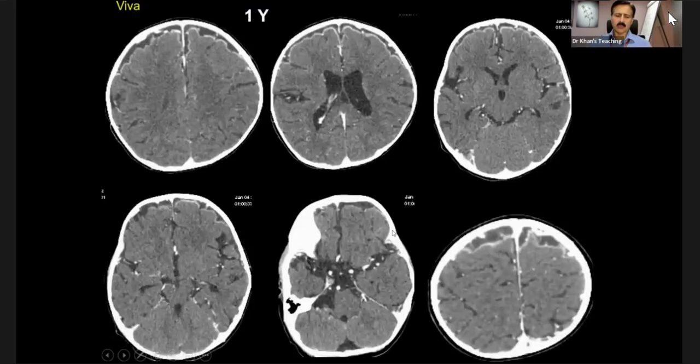Can you see a CT scan on your screen? Yep. So over to you.